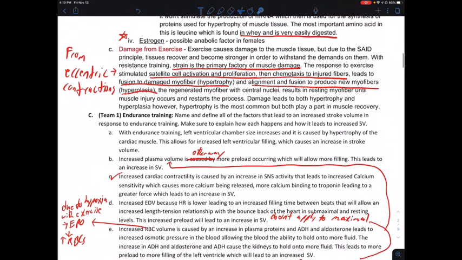Okay, and then this next part, the damage from exercise. Strain's a primary factor with muscle damage. We get satellite cell activation and proliferation, kind of already talked about that. The one part that they didn't say here is that the primary way to damage muscle or put extra strain on muscle is with eccentric contraction, so make sure you include that.